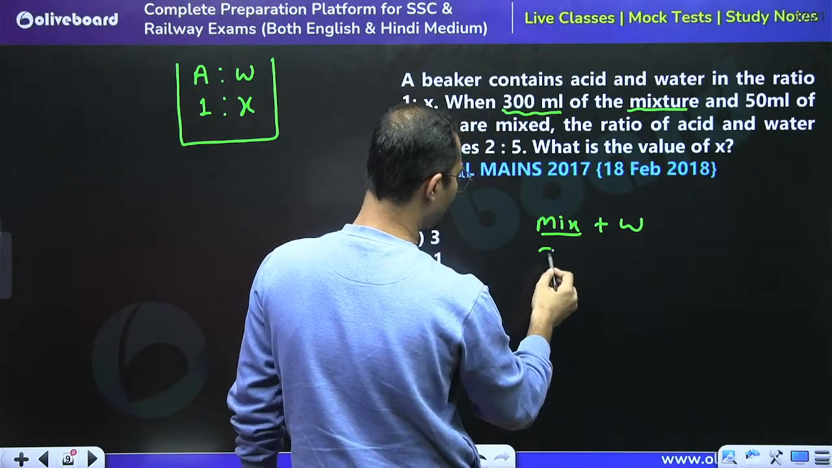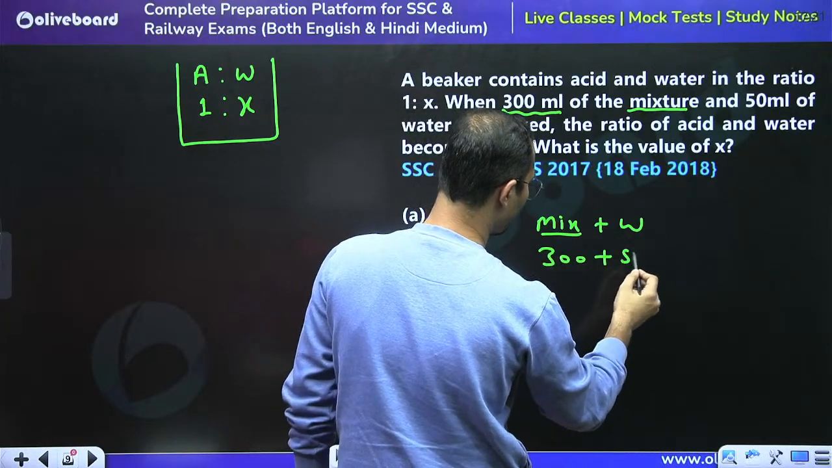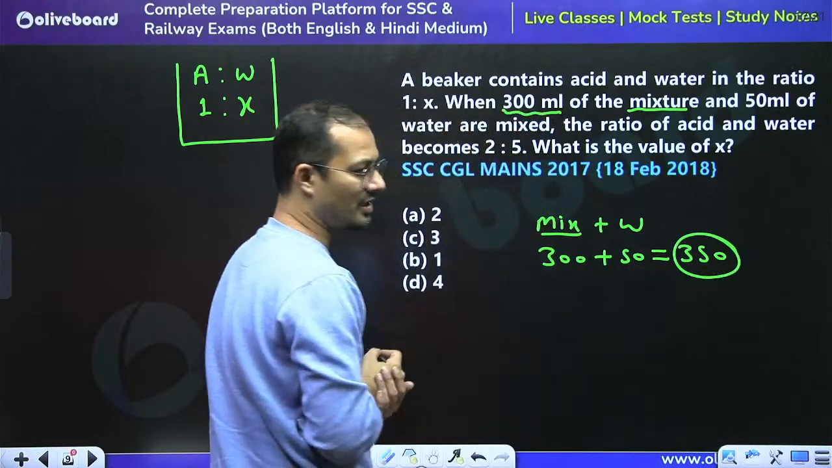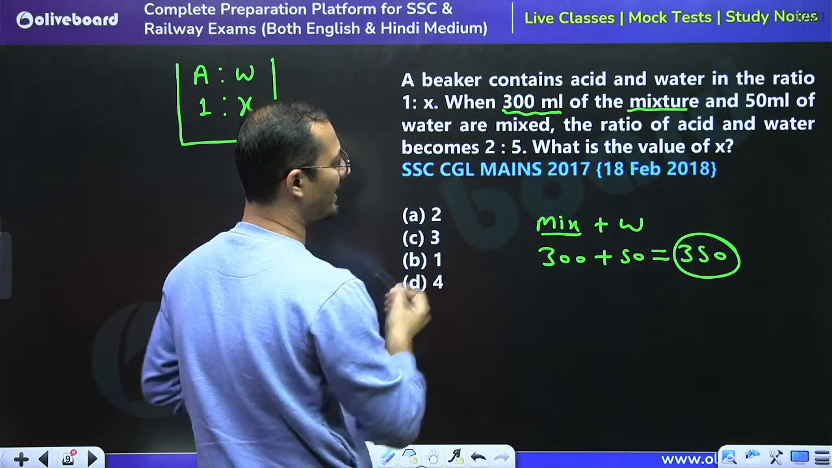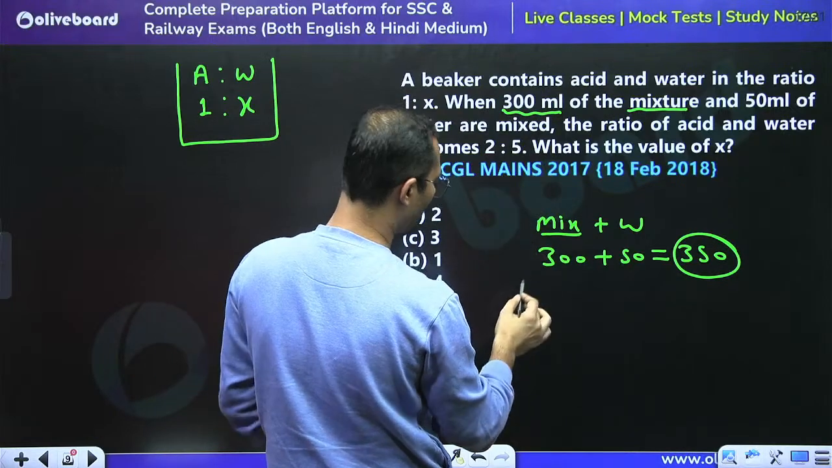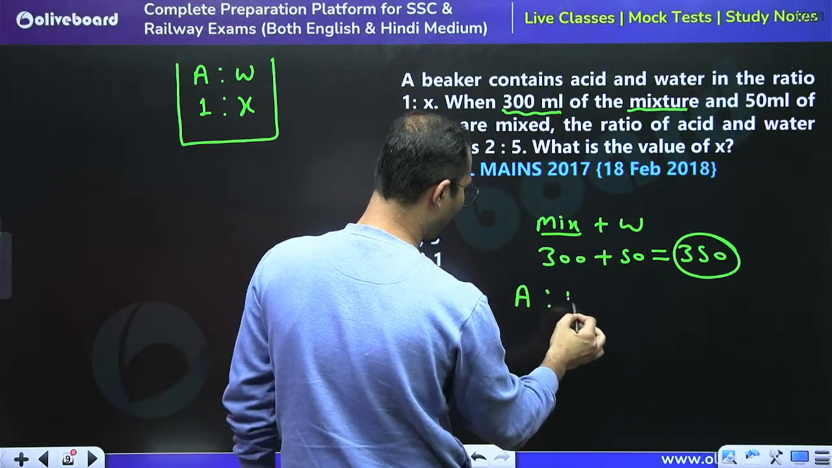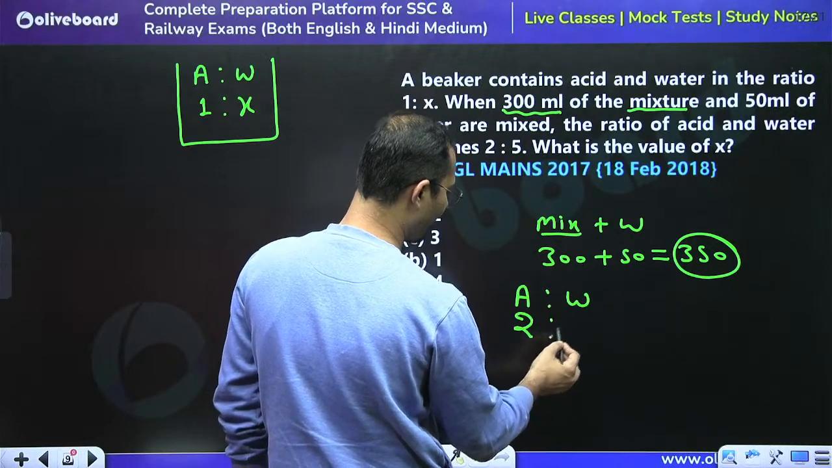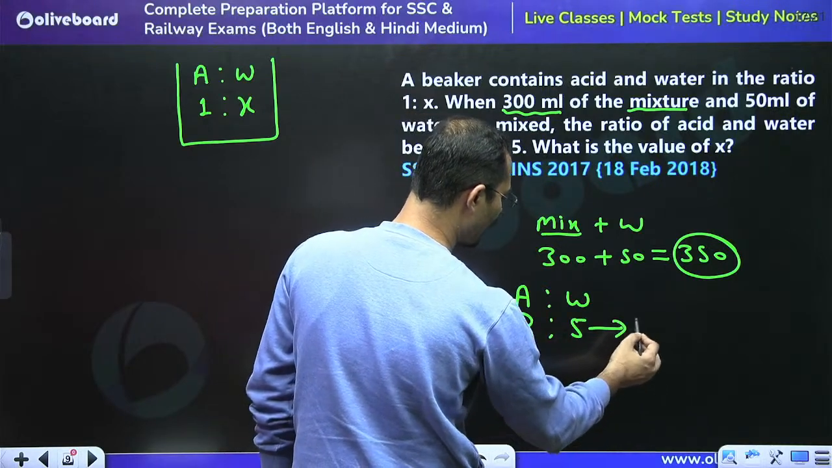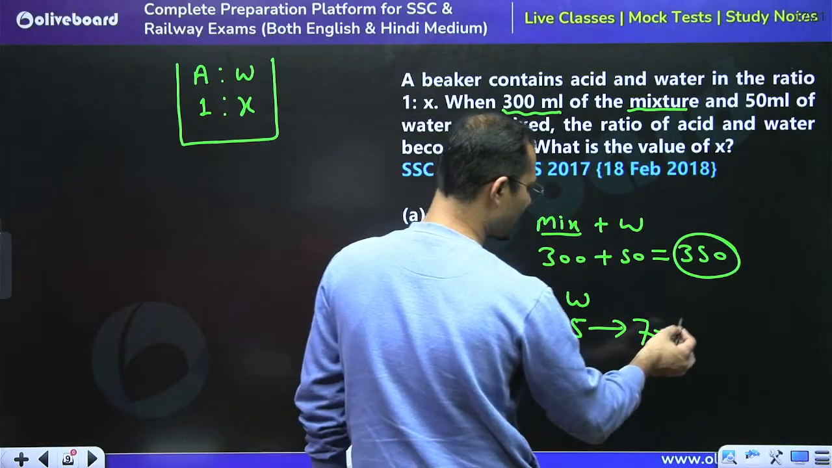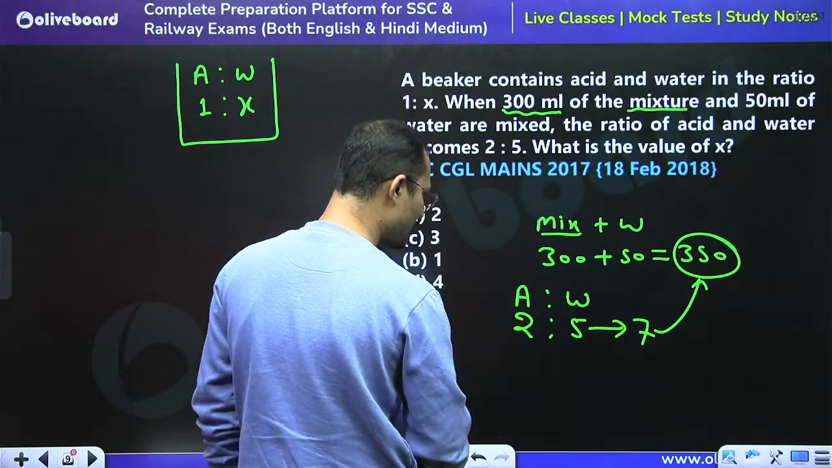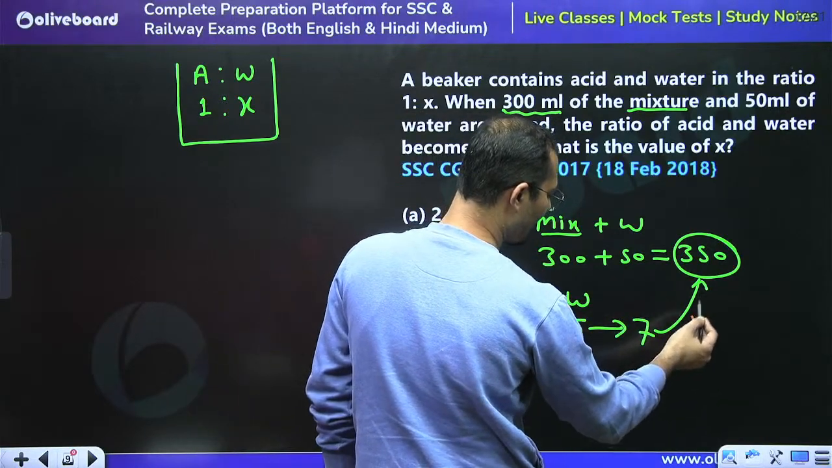So it is going to be 300 plus 50. So total is 350, right? Total is 350. So we can say that in the final mixture, the ratio of acid and water is 2:5. So the total is going to be 7. So this 7 is equal to 350, right? Just simply learn this: 7 is equal to 350. So it is 50 times.